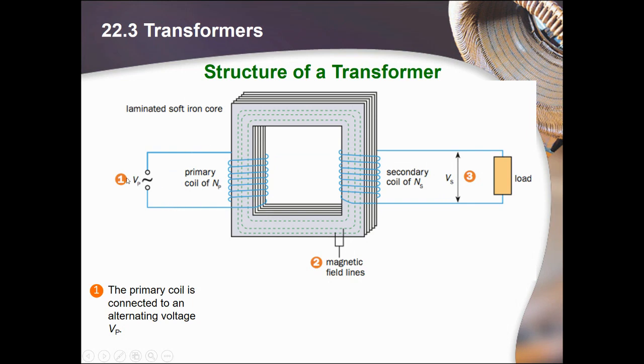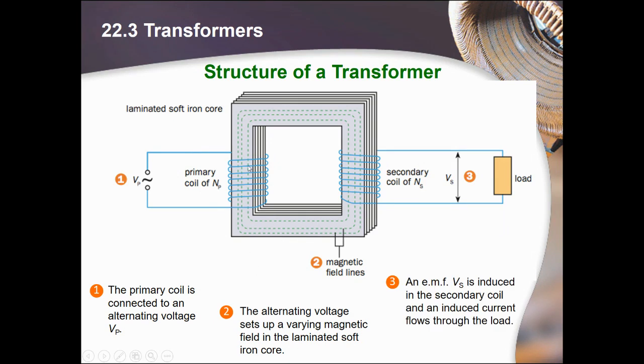I cannot be opening and closing the switch. It's not practical to keep opening and closing the switch in order to create a changing magnetic flux. So if I want to create a changing magnetic flux, I can just use an alternating current attached here. This will create a changing magnetic flux in the primary coil. This alternating voltage will set up a varying magnetic field in the laminated soft iron core, which will then be linked over to the secondary coil. The EMF will be induced in the secondary coil, and we call it VS.